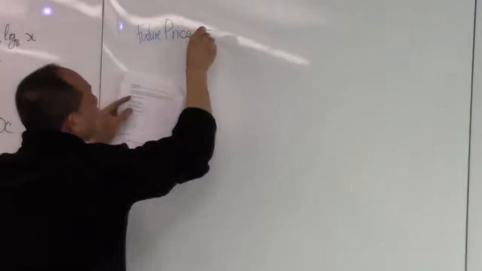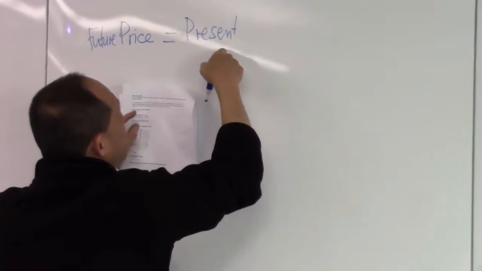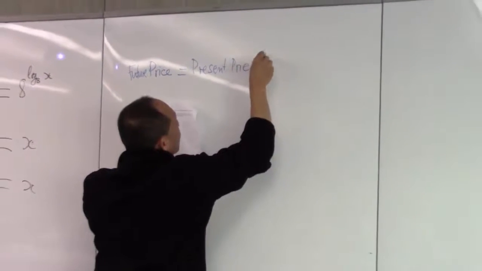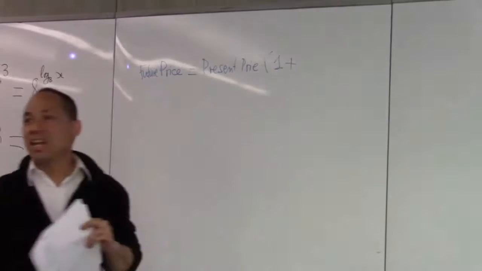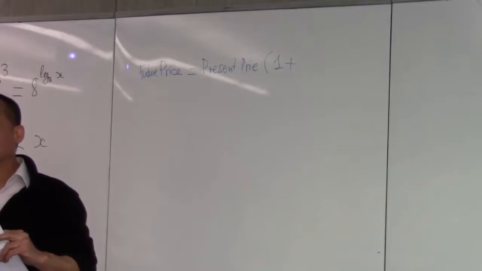Okay, future price equals present price, you multiply by 1 plus the inflation rate.